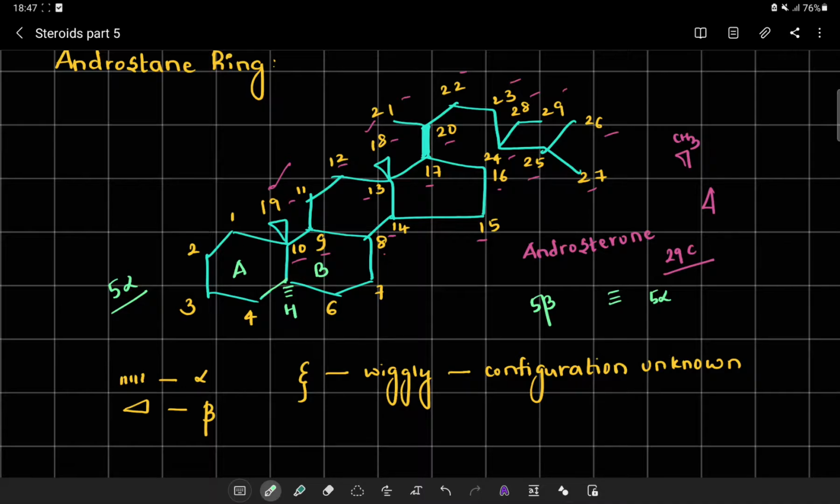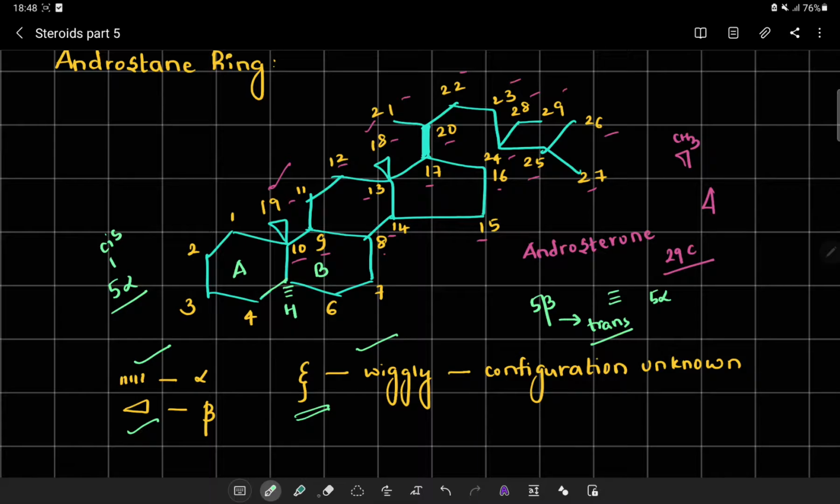If it is the 5-alpha series, then it is called the trans series, and if it is the 5-beta series, then it is called the cis series respectively. In case the configuration of the substituent is not known at all, for example, a hashed line means below the plane, and if I write a wedged form like this, then it is called beta, or above the plane. Now, if I do not know the configuration, I will represent it with a wiggly line, where I do not know the configuration of the given stereochemical center.